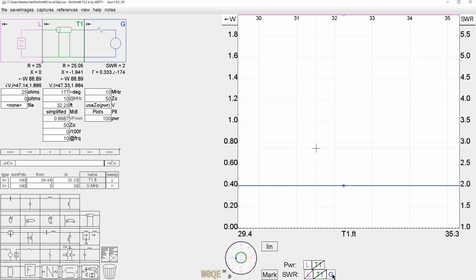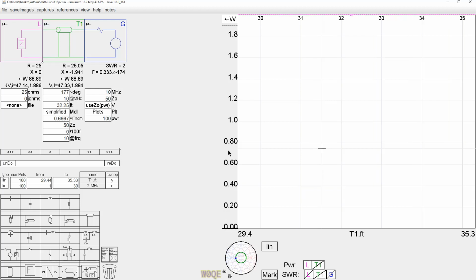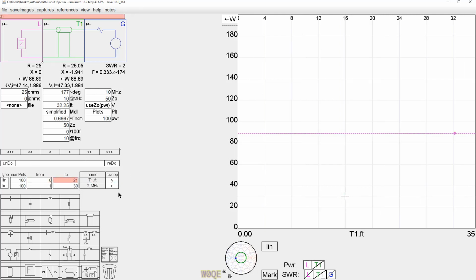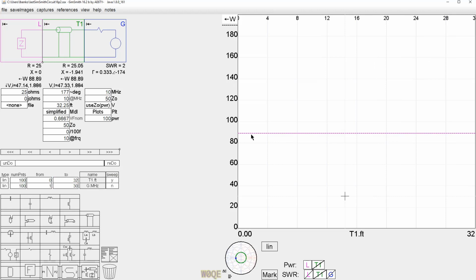Something's not right there. That's SWR. Where am I at here? Oh, it's a 100-watt generator. This is tough to do on the fly. Okay, we see that everywhere along here we see 88.9 watts. And it doesn't matter what the length of... Hang on. That's not a good... Let's go from 0 to 32 feet. Everywhere from 0 to 32 feet on this transmission line, the same power is produced into the load.